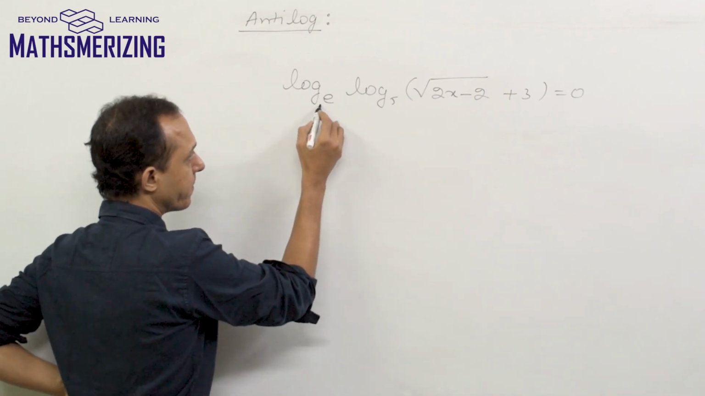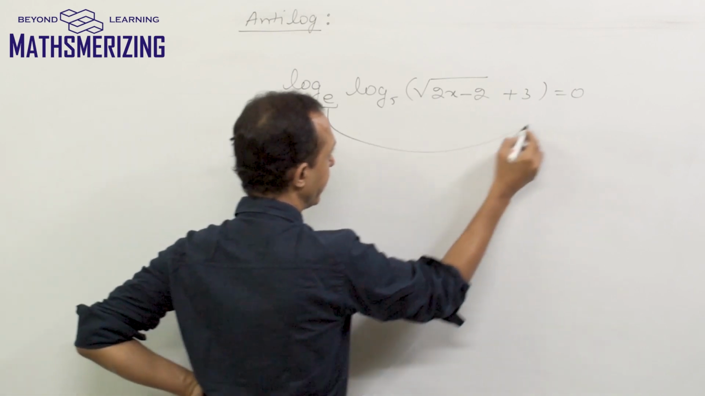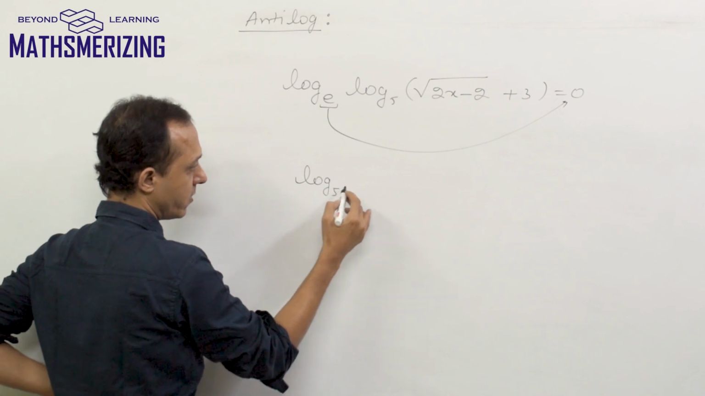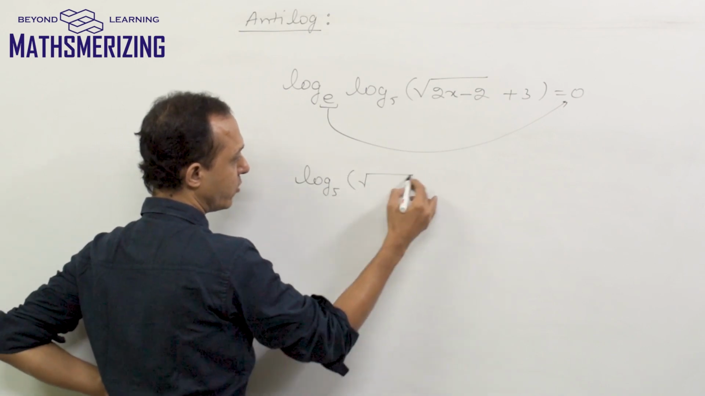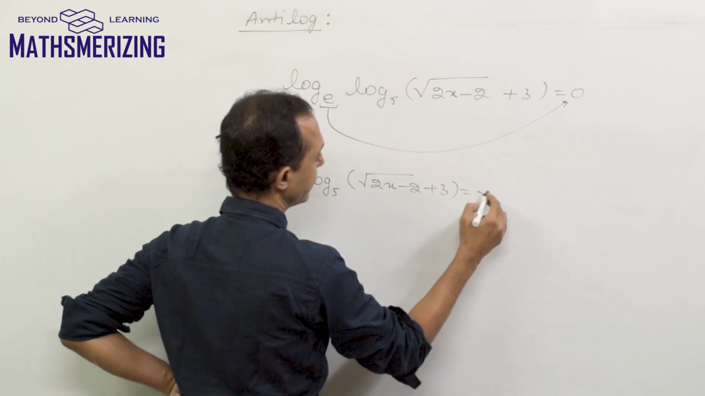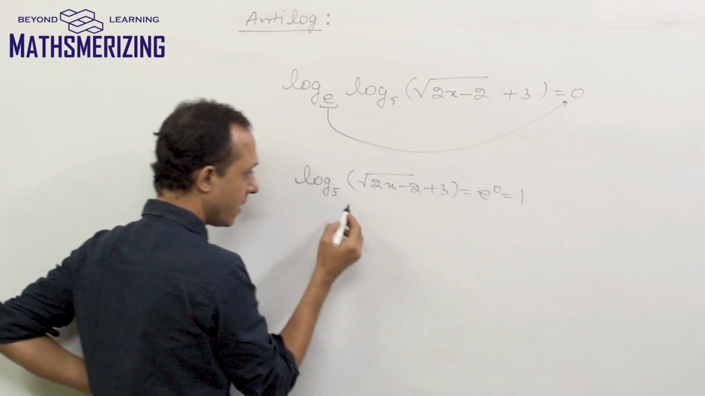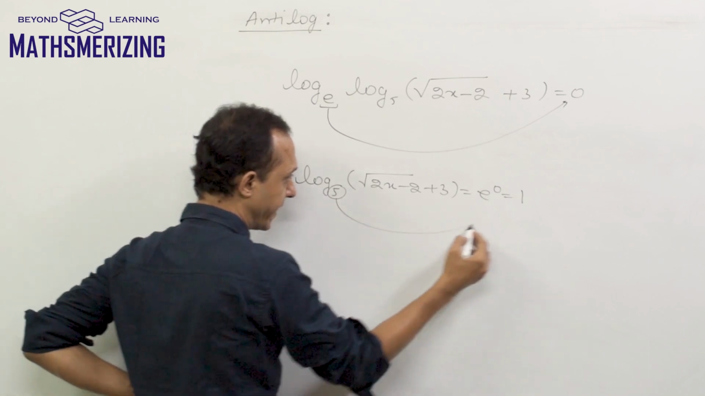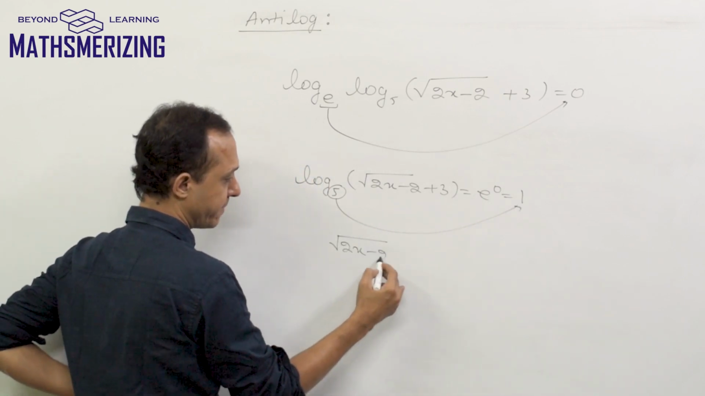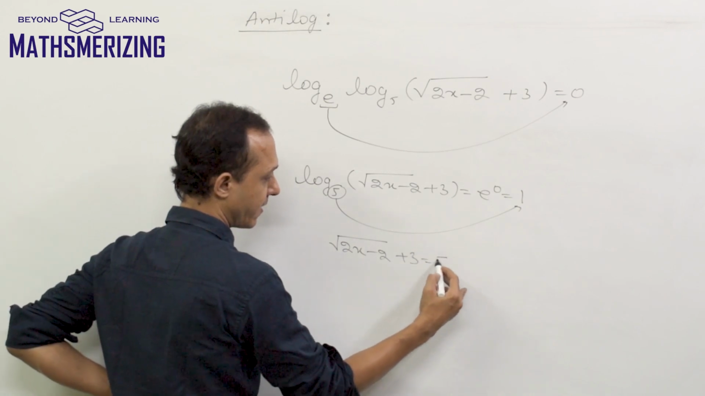So what I'll do is I'll take the anti-log. I can write it as log to the base 5, under root of 2x minus 2 plus 3, and this is e to the power 0, which is 1. Now again I'll take anti-log for this 5. So I can write under root of 2x minus 2 plus 3, and this is 5.